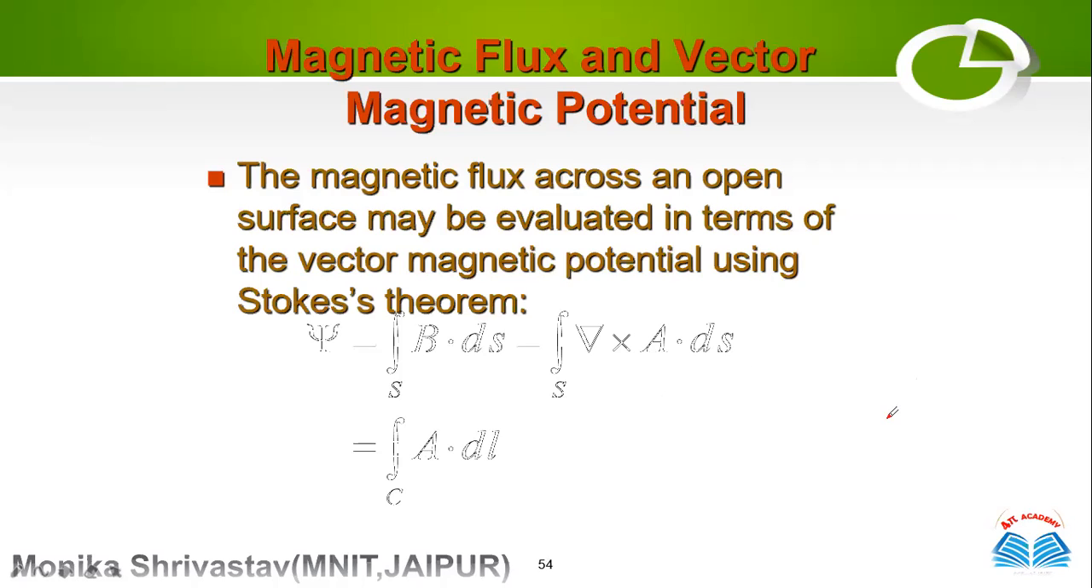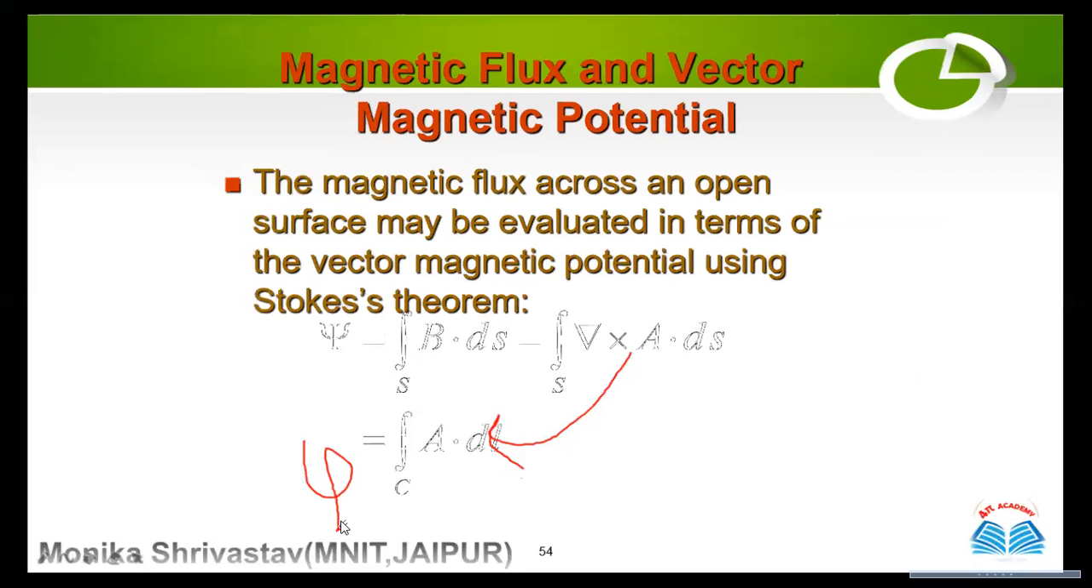And this is the relation between magnetic flux and vector magnetic potential. Just put del cross A instead of B, so del cross A dot ds, and convert using Stokes' theorem, and you can get this. So the magnetic flux psi is also equal to the closed line integral of A dot dl.